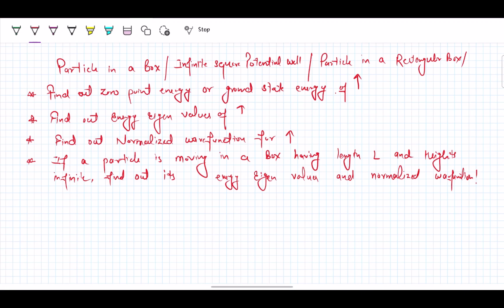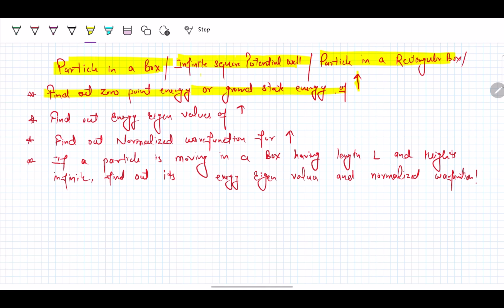And in this video, we will talk about the most important topic of quantum mechanics, which is particle in a box. Okay, which is also named as infinite square potential well or particle in a rectangular box. All right. Now, from this topic, you may get a question in different manners, like find out the zero point energy or ground state energy of a particle in a box or infinite square potential well or particle in a rectangular box.